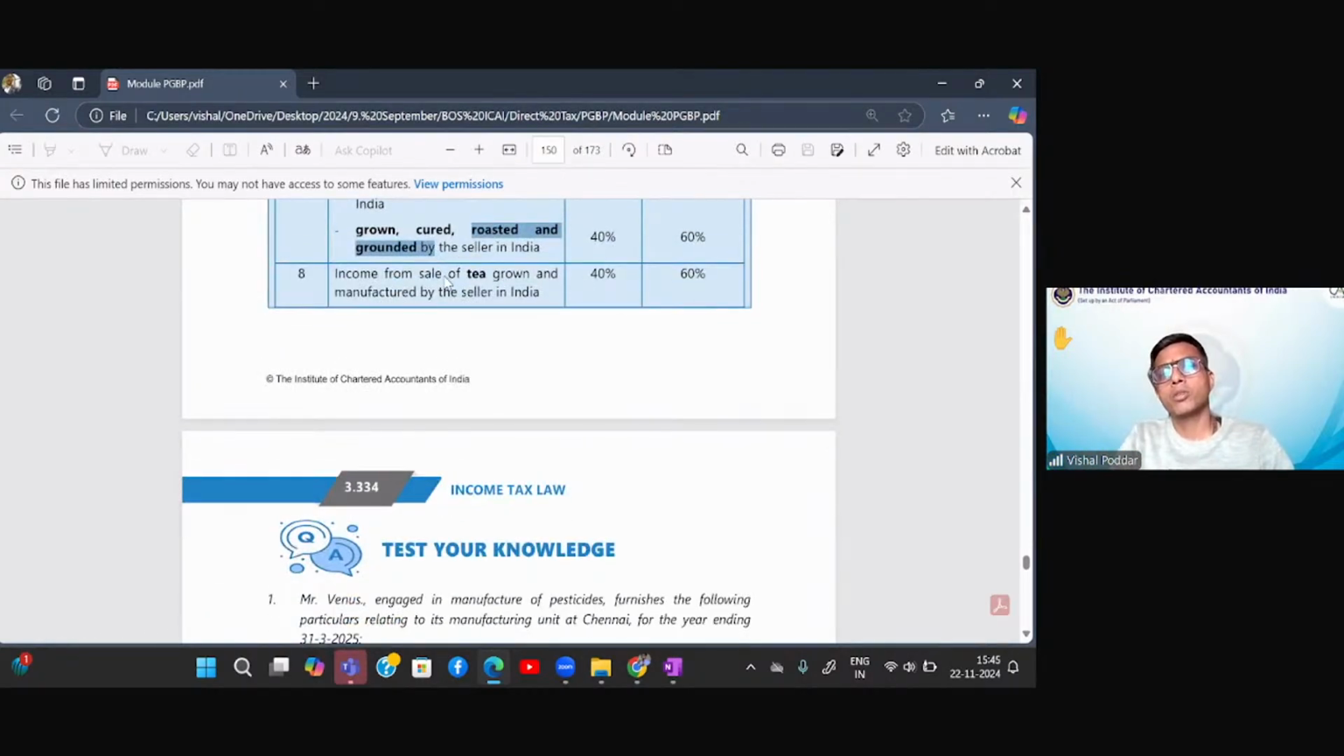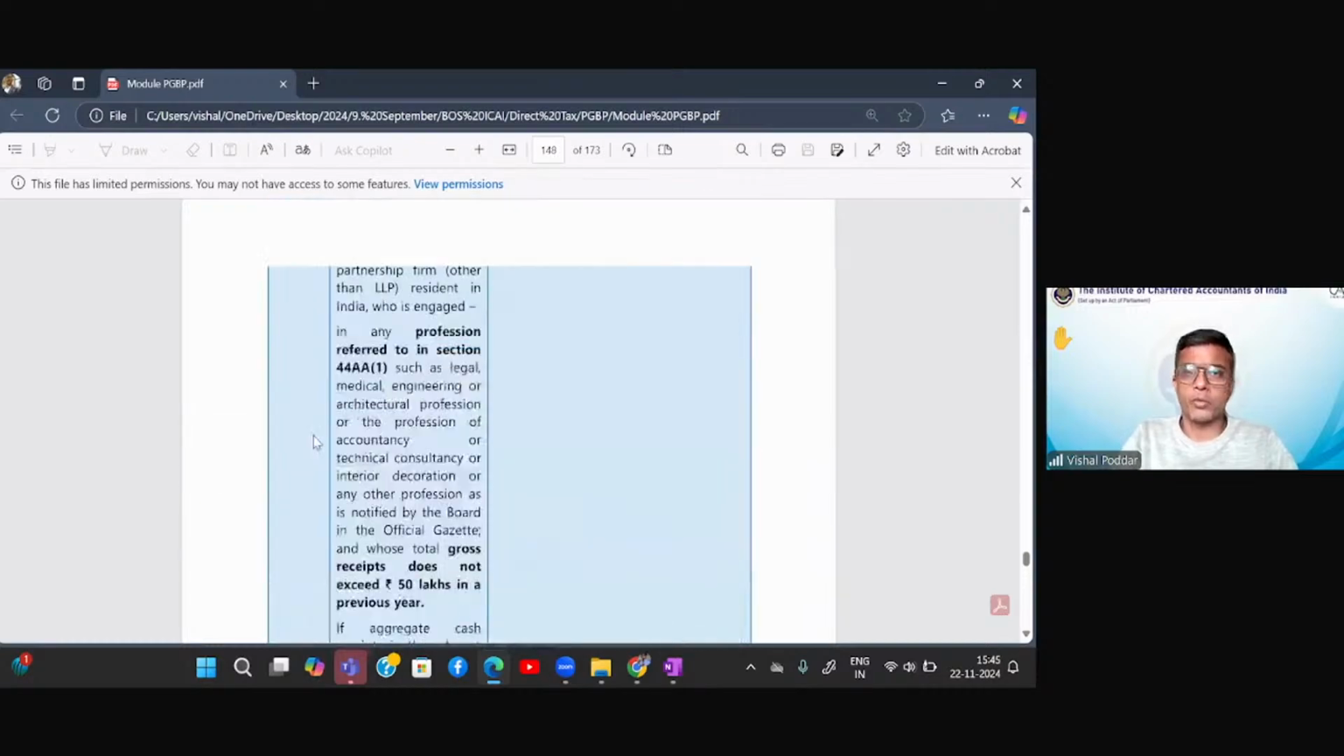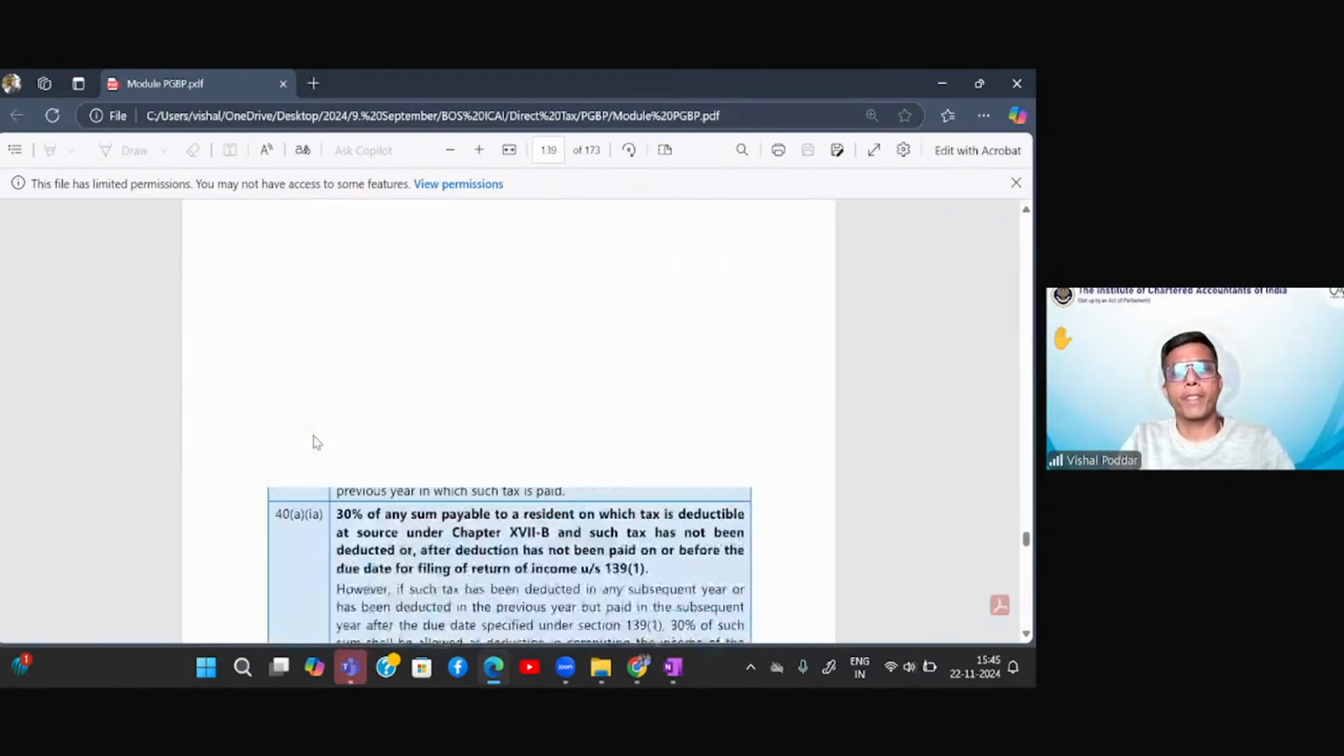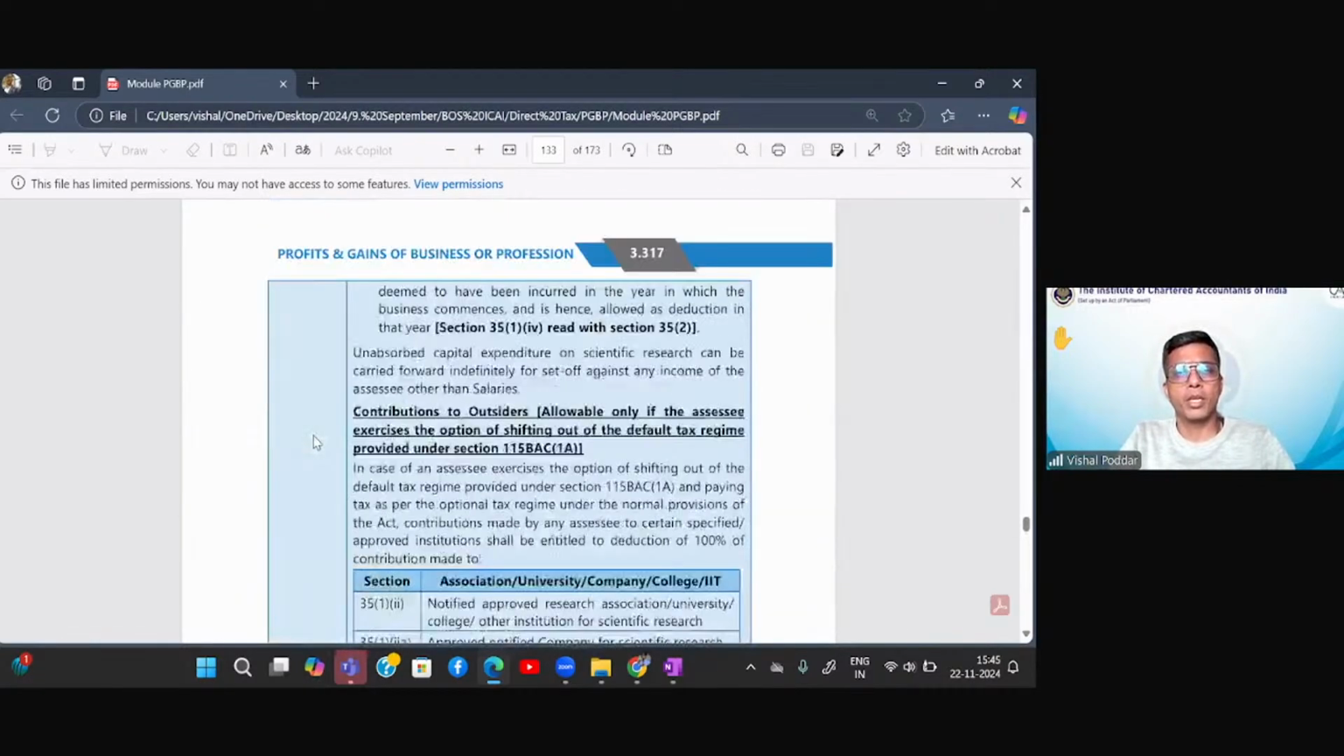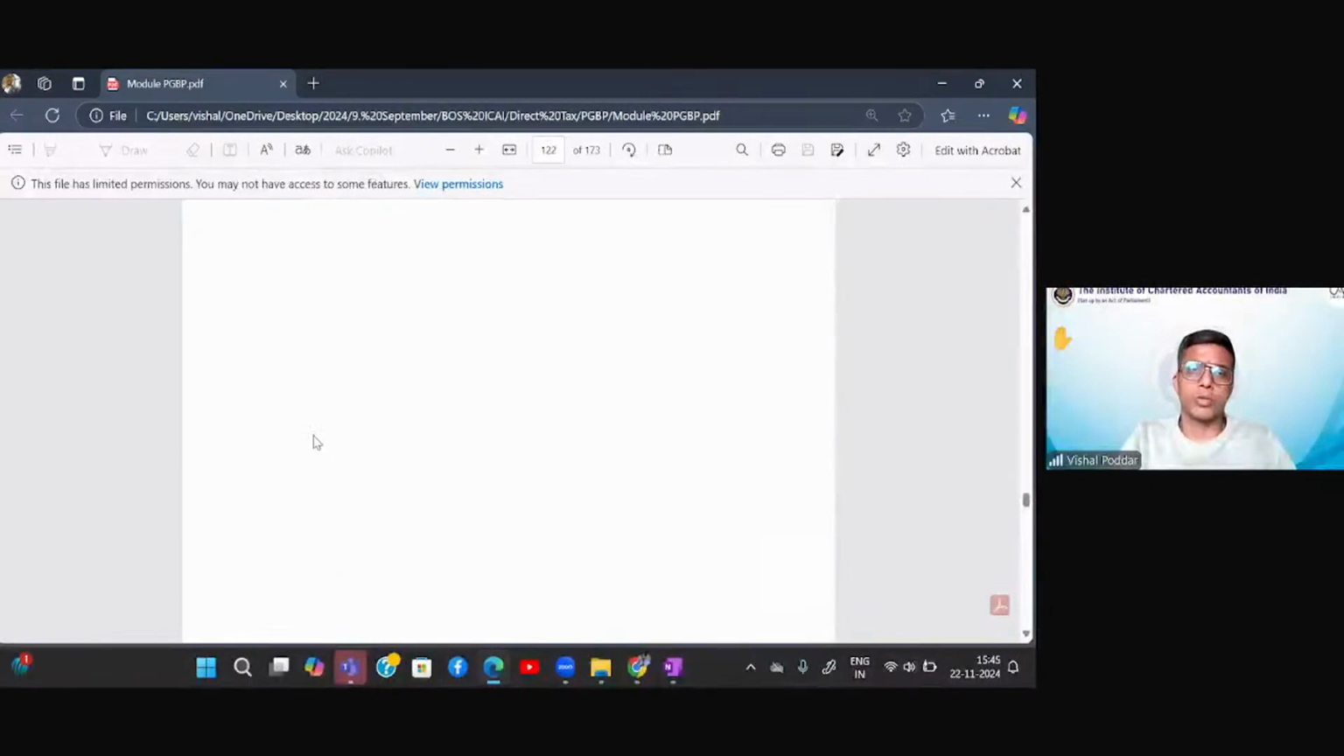Similarly, you are in the business of growing and manufacturing the tea granules. In that particular case, again, the ratio is 60-40. So for composite incomes, the law has provided these assumed ratios so that you compute your PGP income firstly and then apply these ratios.